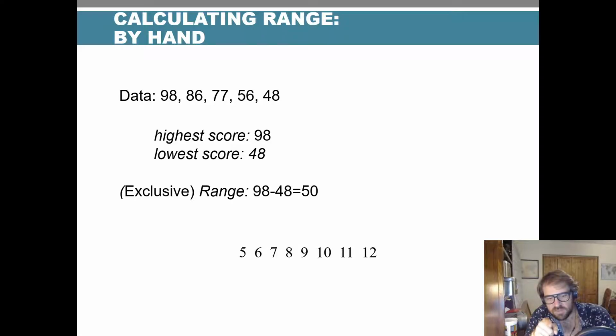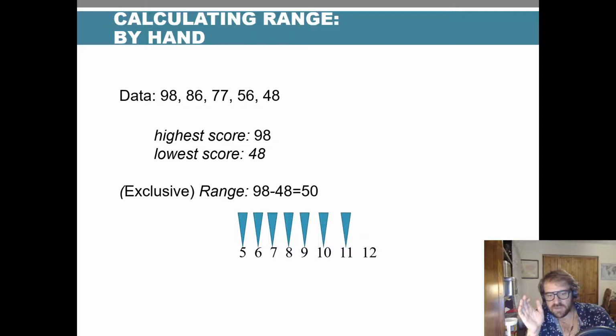So take a look at this set of values down here at the bottom. 5, 6, 7, 8, 9, 10, 11, 12. So how many data points are there? There's 1, 2, 3, 4, 5, 6, 7, 8. All right. But what's our range? Well, it's 12 minus 5, the highest minus the lowest, which is 7. So we have 8 actual data points, but our range is 7.